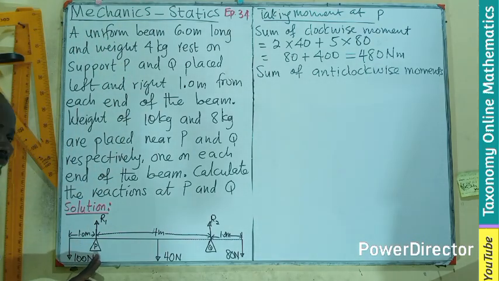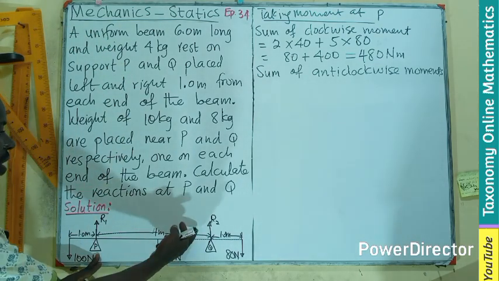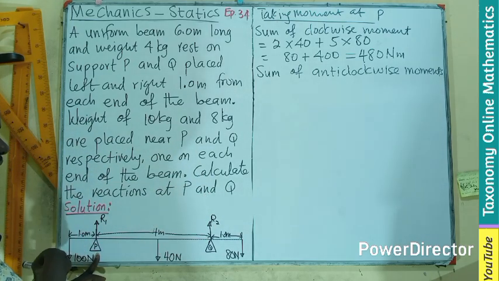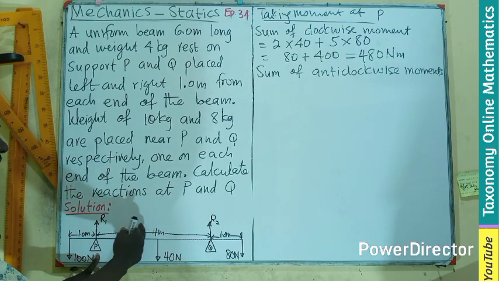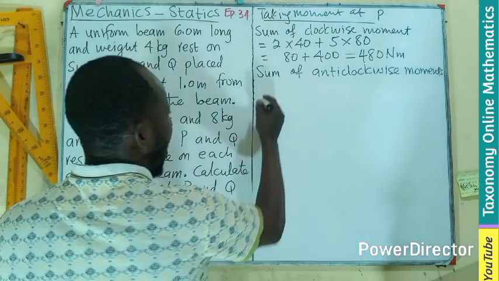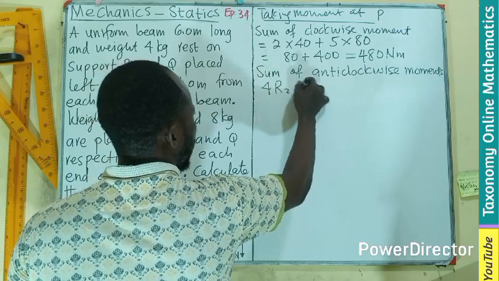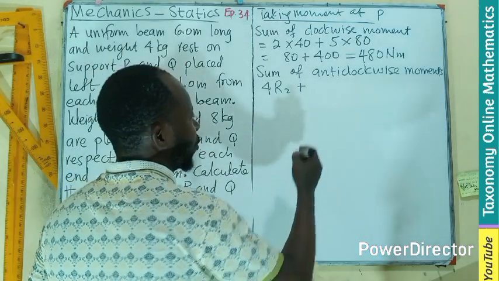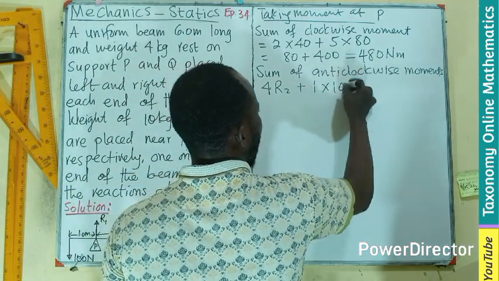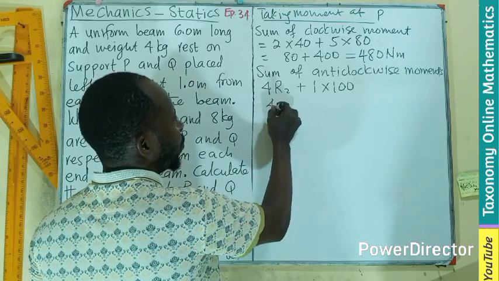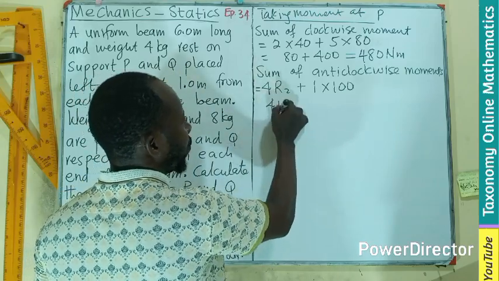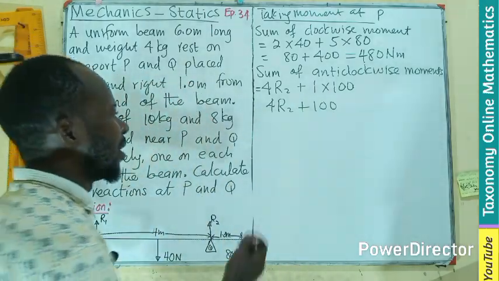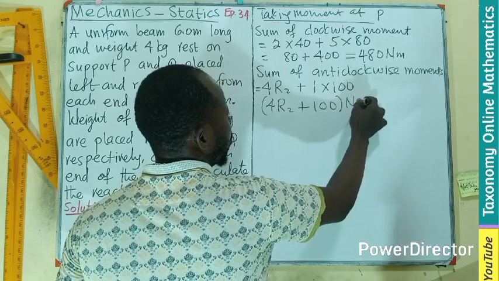Let's come here. We are picking the moment at P. So if we are going for anti-clockwise, the R2 will be moving up whilst the 100 Newton is moving down. So R2 is at a distance of 4 away from the pivot. So I have 4 times R2 plus 100 Newton moving 1 meter away from the pivot. So 1 times what? 100. This is equals to 4R2 plus 100, all in Newton meter.